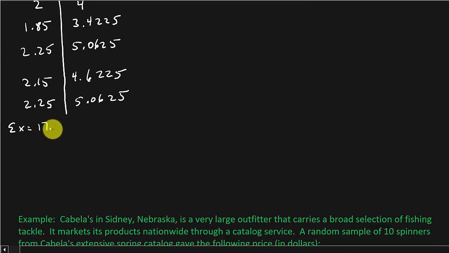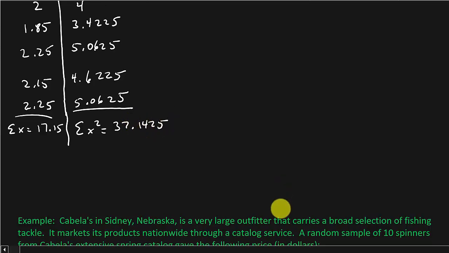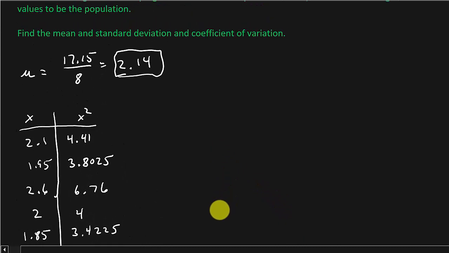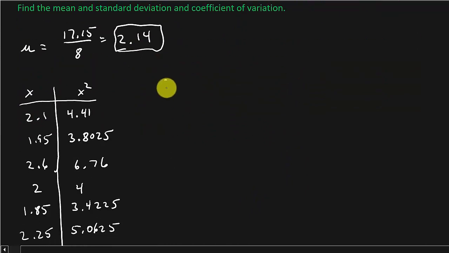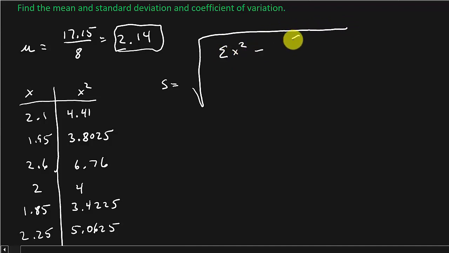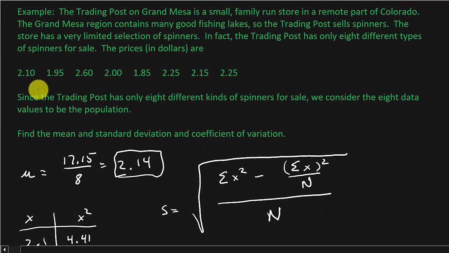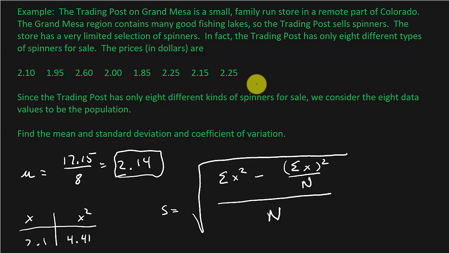So the sum of the x values is 17.15. And then the sum of x squared is 37.1425. All right. Now, remember, in this problem, we are talking about the population. So we're finding the standard deviation. That's S is the square root of the sum of x squared minus the sum of x squared over capital N, and then that's divided by capital N. We're using that formula because we're dealing with the population. Why is it the population? Because this store only sells 8 different spinners.